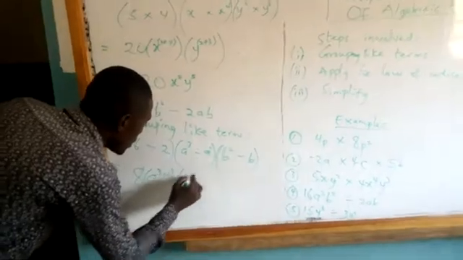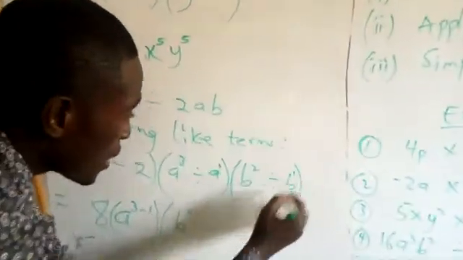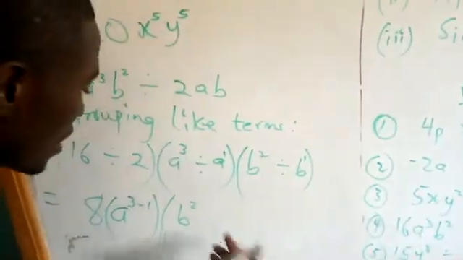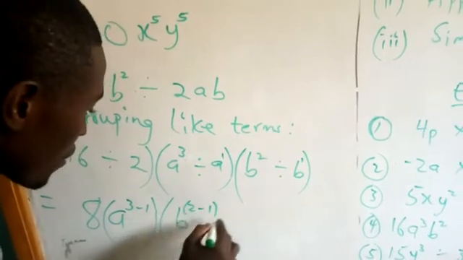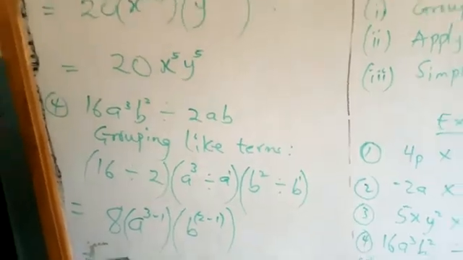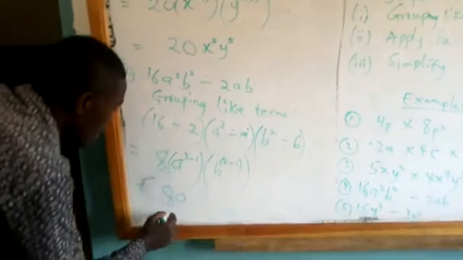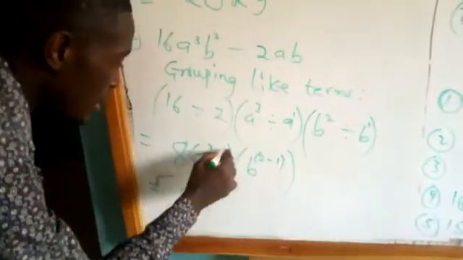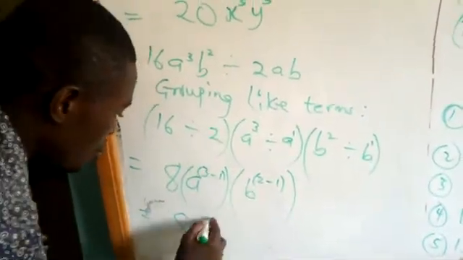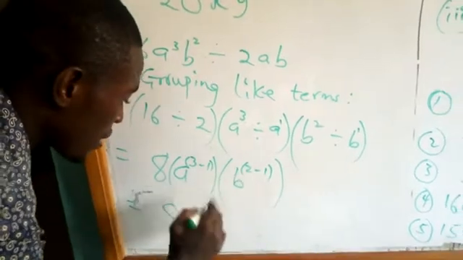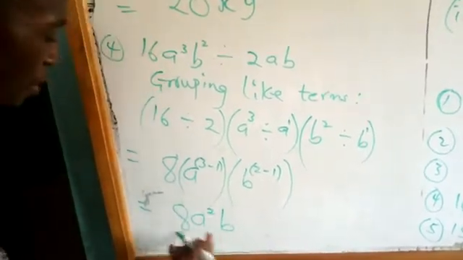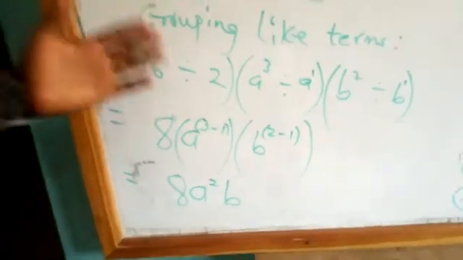The b power 2 here, the b is power 1, because we don't write it. Here we have power 2. So our final answer becomes 8a, 3 minus 1 gives us 2. So a power 2. 2 minus 1 gives us 1. So we have b. We don't write power 1, because any examiner knows that any number is power 1 if it's not indicated otherwise.